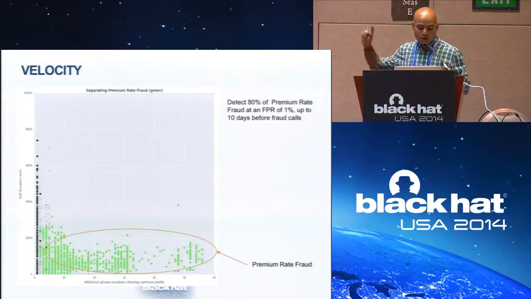There's some math behind that, but that alone could separate a very large portion of the premium rate fraud. What that graph shows is that this feature, which is on the x-axis, separated a huge chunk of the green dots, which are the premium fraud, from the others.